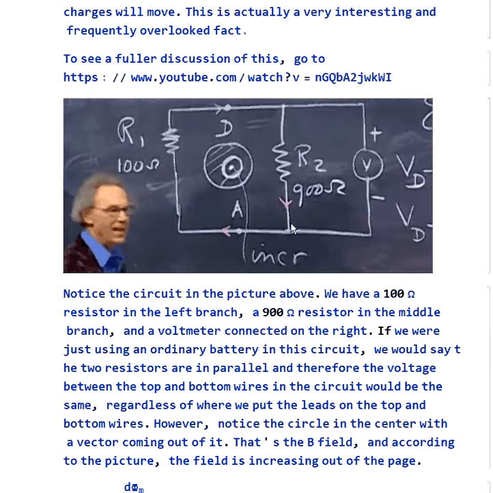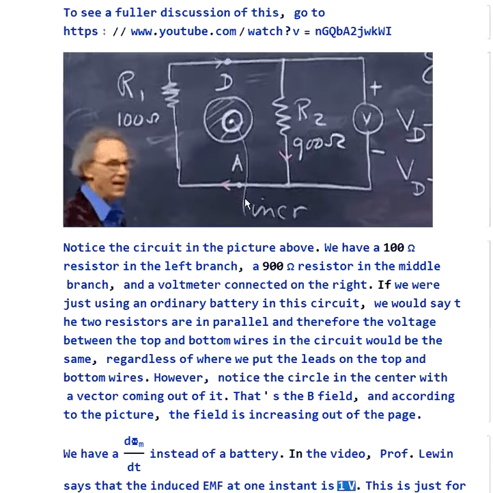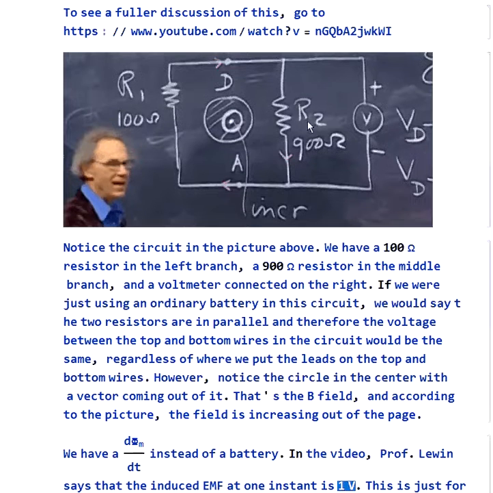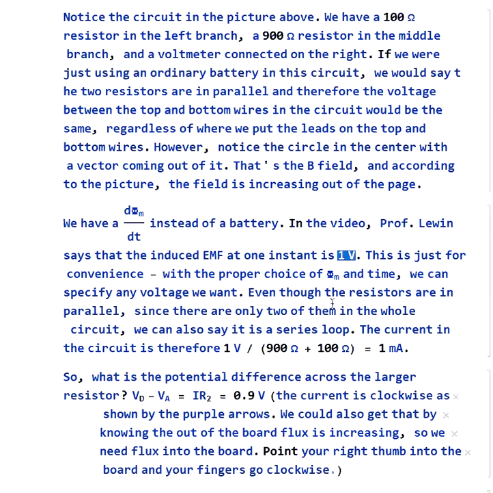And the 1 volt going through here, we've got 100 ohms plus 900 ohms, that's 1,000 ohms. So 1 volt through 1,000 ohms gives us 1 milliamp of current. What's the potential difference across R2 here? Well, it's pretty simple. VD minus VA should be IR2, which is 0.9 volts.